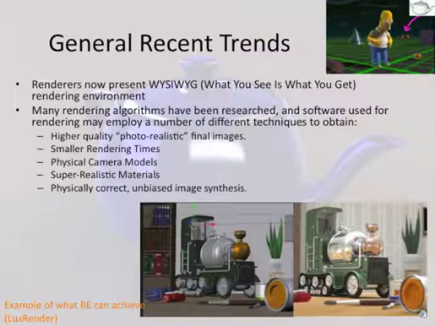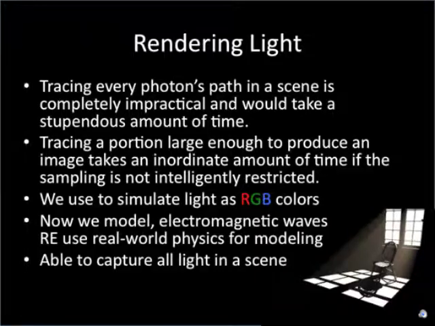Now we're going to talk about some recent trends you can see in these renderers. There are some very general things like a what-you-see-is-what-you-get editor that helps you render the environment. And we're also seeing just general improvements to the software. So quicker rendering times, super realistic materials, for instance. The big challenge for renderers is to model light correctly. Obviously tracing every particle of light in a scene is completely impractical and would take huge amounts of time, even if you get a small sample of light.